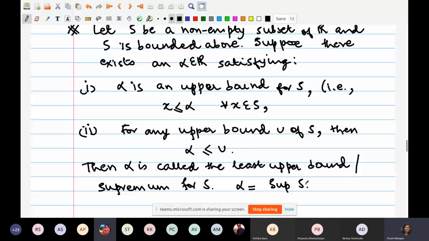So let's just ponder on this statement for a moment. I am not saying that the least upper bound always exists. If there is something which satisfies 1 and 2, then we say that that is the least upper bound. Is that okay?